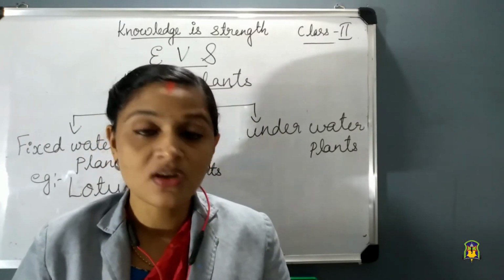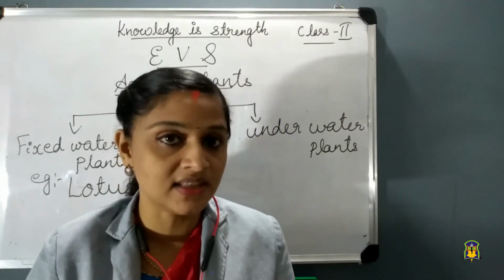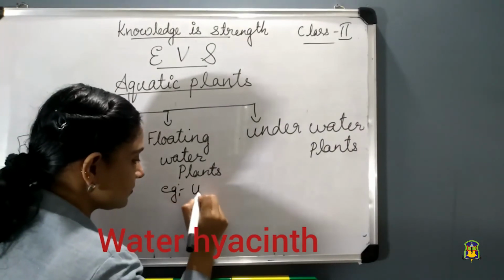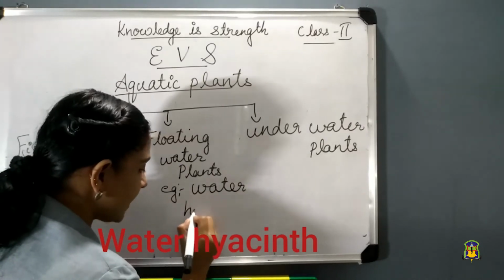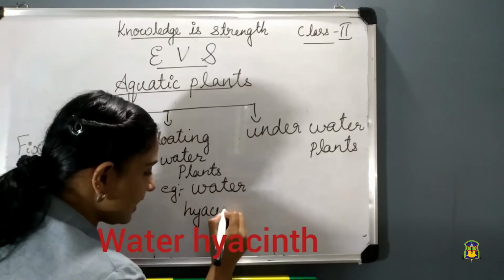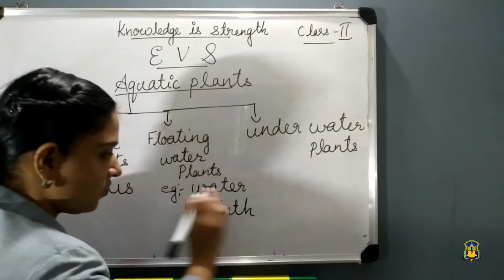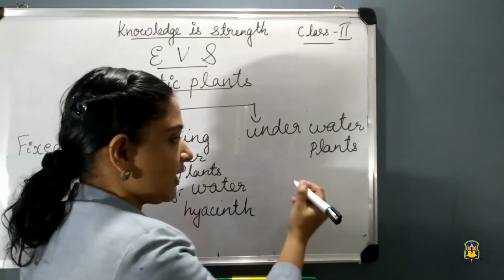Water lettuce, water hyacinth. Okay, you just study water hyacinth. The textbook example is water hyacinth. W-A-T-E-R. Water hyacinth. H-Y-A-C-I-N-T-H. Okay, hyacinth. Water hyacinth. Okay. The next one is underwater plants.